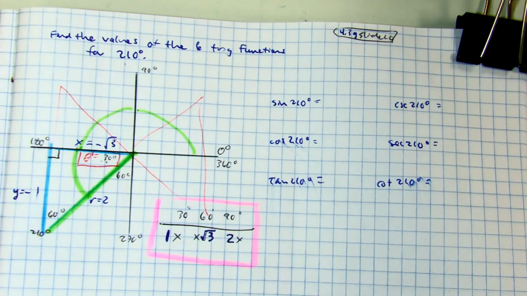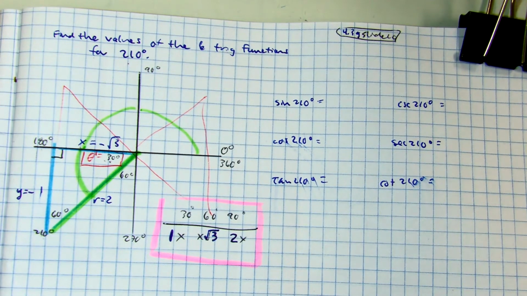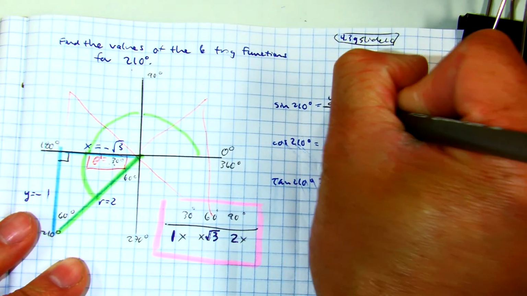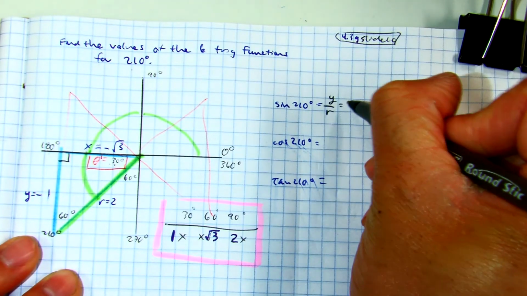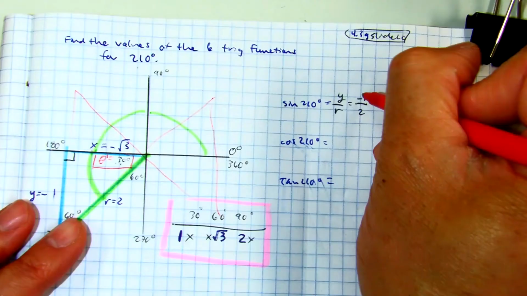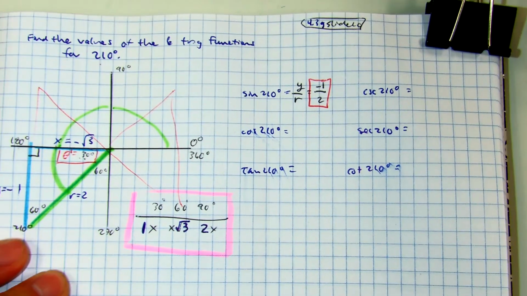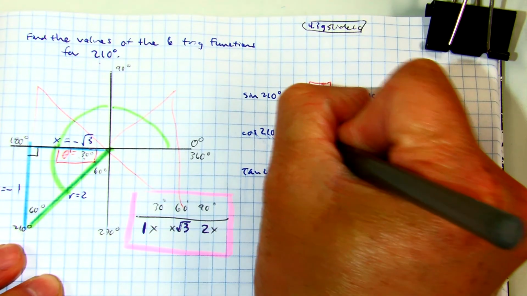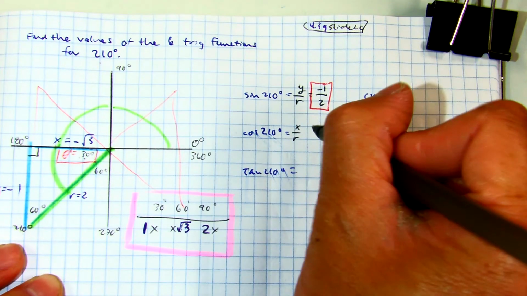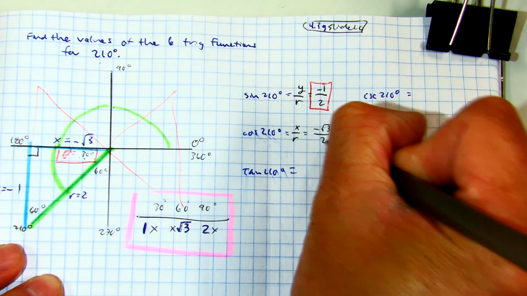Daphne, tell me letters. Sine? Numbers? So that just becomes negative 1/2. Daphne, cosine? Yes. Numbers? Yeah. Tangent.